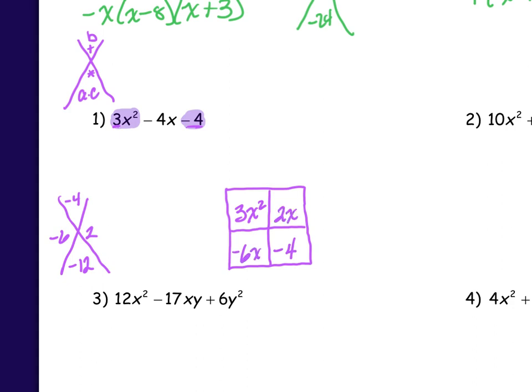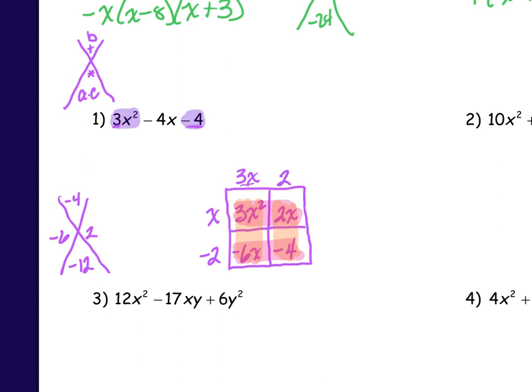And now I need to factor, right? To get my answer, I need to factor my rows and my columns. I'm going to do my rows first. So what goes into 3x squared and 2x? Well, x does. And then what goes into negative 6x and negative 4? Well, negative 2 does. And then I'm going to do my columns. So I'm going to do 3x squared and 6x. Well, that is going to be 3x. And then I've got 2x and negative 4. Well, that is 2.